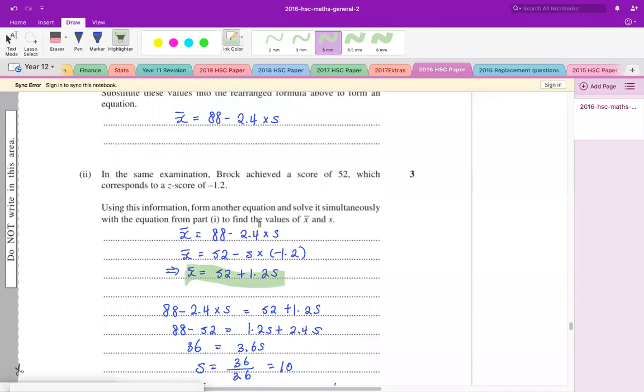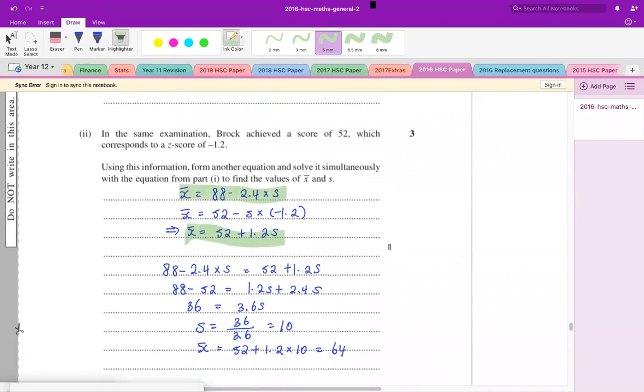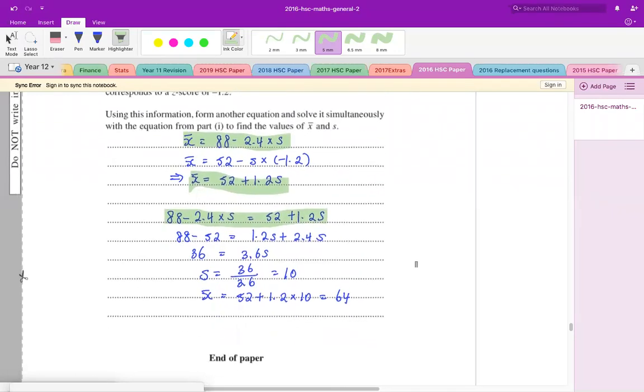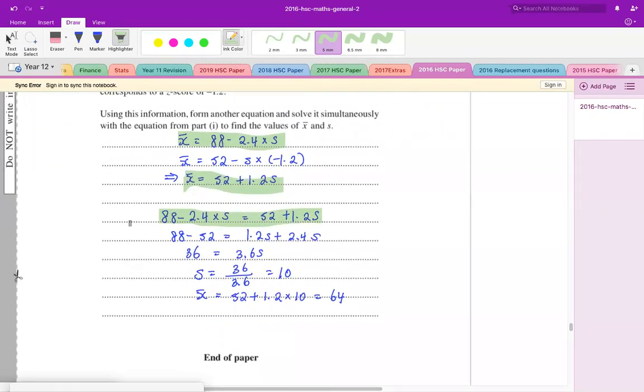So what does simultaneous mean? It means you need 2 equations, right? So this is the equation you have from previous. So you have x bar is equal to 88 minus 2.4 times s, or x bar is equal to 52 plus 1.2 times s. So if x bar is equal to both these things, that means the right-hand sides are also equal. So make them equal. That's what I did. I just made the 2 right-hand sides equal, right? And then move the numbers together, move the polynomials together. And s, the standard deviation, is equal to 10.